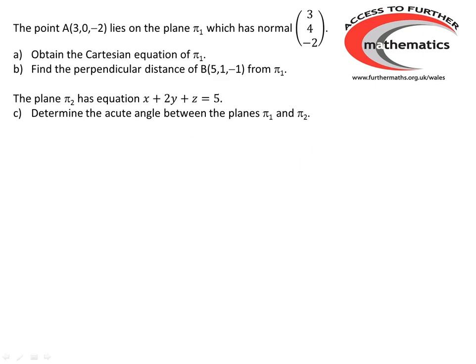Okay, so for our first example, we have the point A with coordinates 3, 0, minus 2 lies on the plane which has a normal of 3, 4, minus 2. We have to start by obtaining the Cartesian equation of this plane.